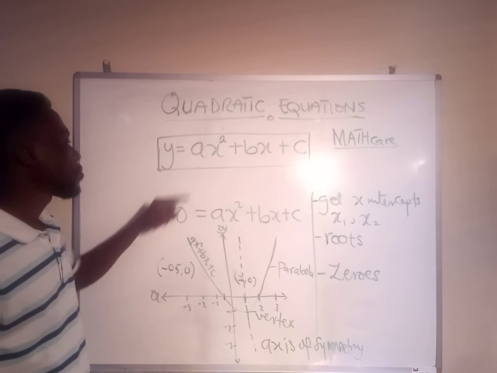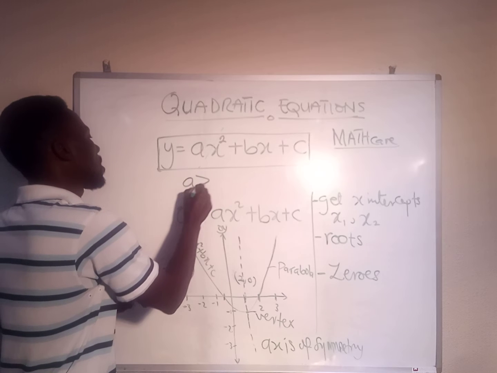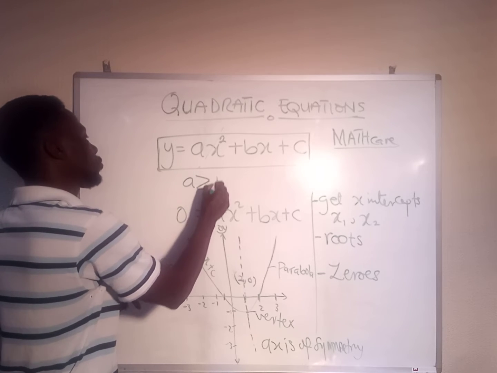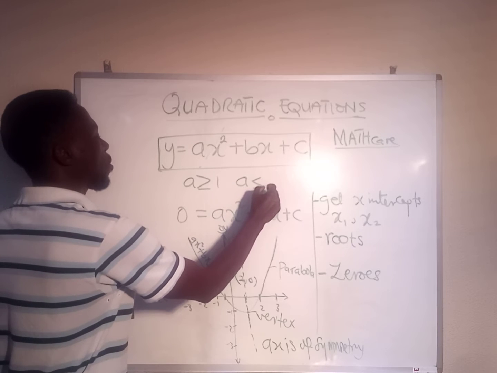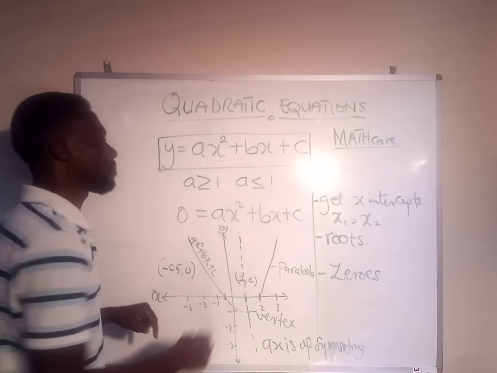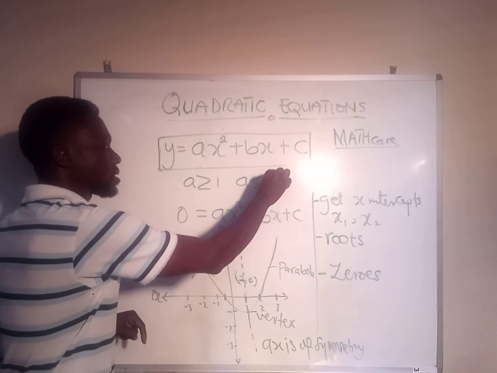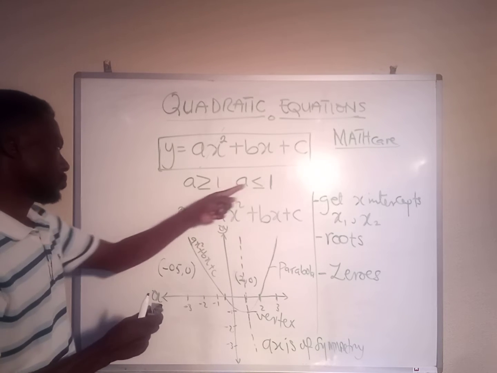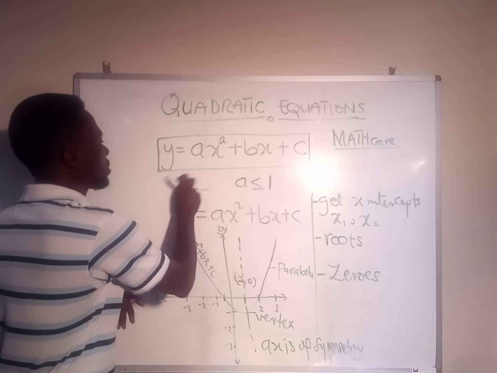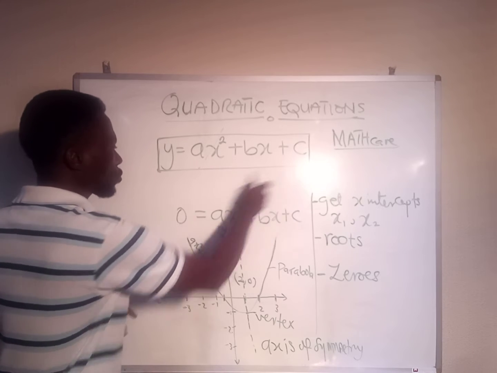So a can be any number greater than or equal to 1, or a can be any number less than or equal to 1, but not 0. Now we shall come back to this. So that is an important point to note.